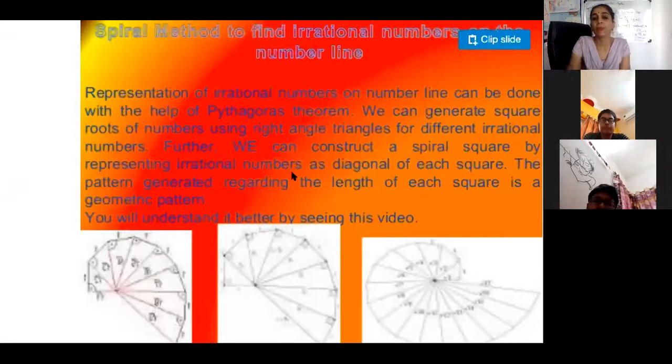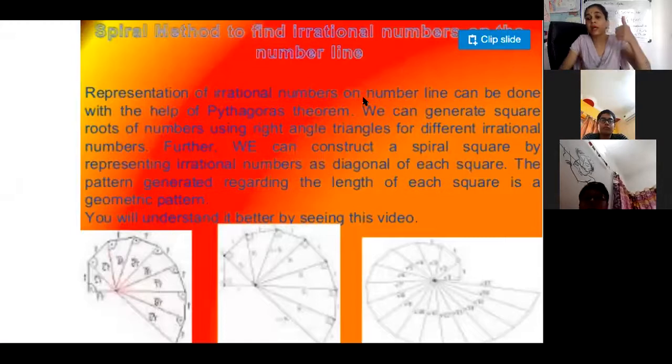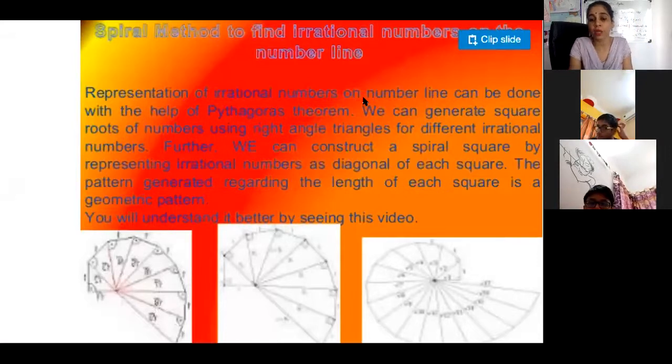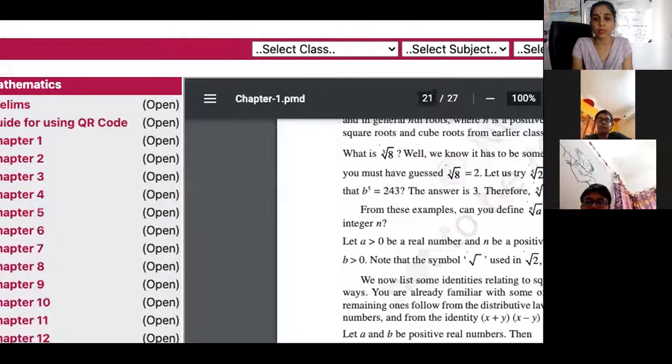See, there are few methods of finding the value of irrational numbers on a number line. Number line you have seen, how we are dividing it into various sections and how we are giving it precise values. Now, similarly, a spiral method is used for finding irrational numbers, and this method is very much effective, and this will be using one theorem that you have already learned in your geometry, that is Pythagoras theorem. You are aware of that theorem? So let me show you this in your textbook.